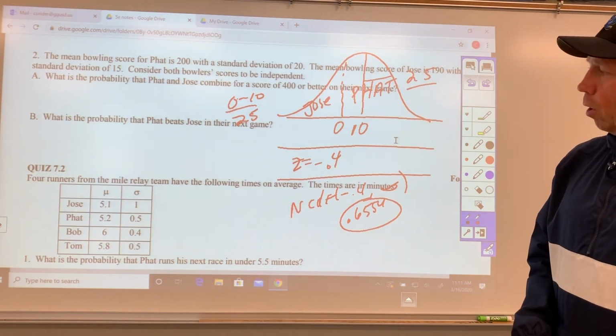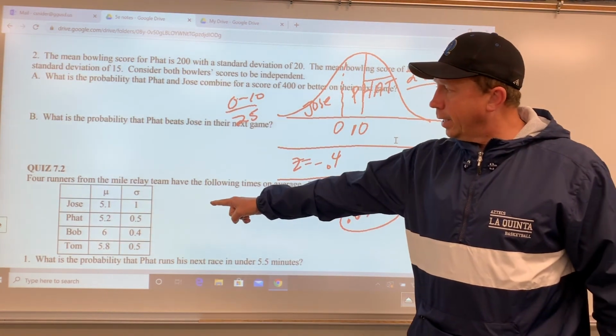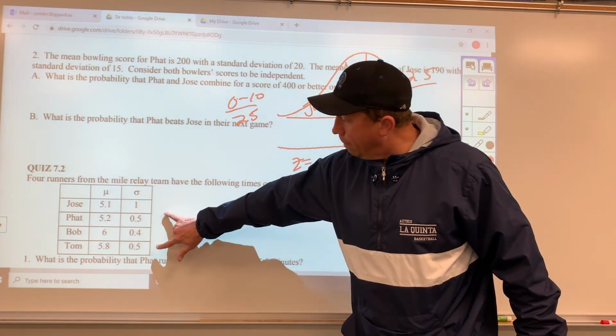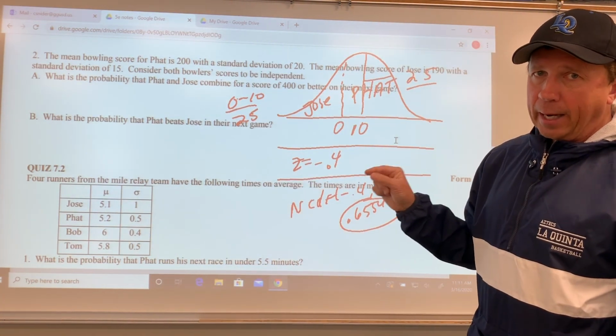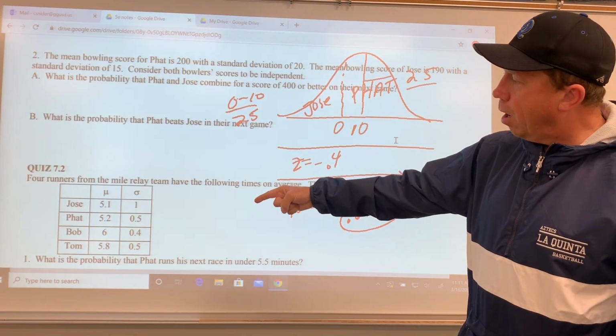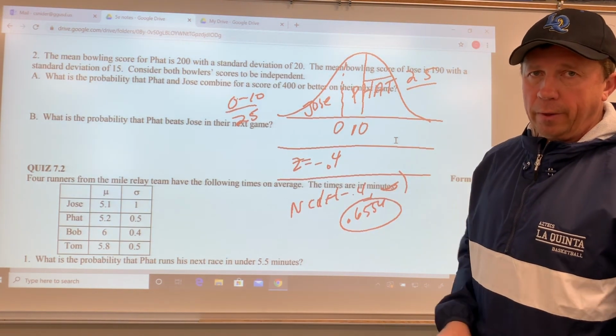And that's it. One more note: when you get to quiz 6-2 and you have four people you have to combine, the standard deviations still combine in a Pythagorean method. Square them all, add them up, and square root it. Good luck.